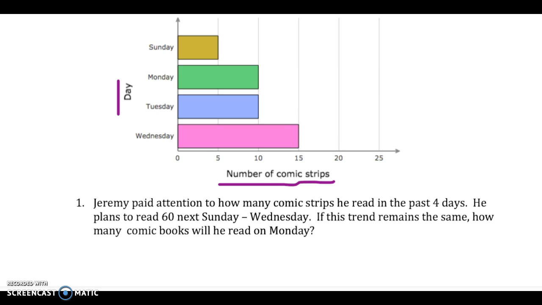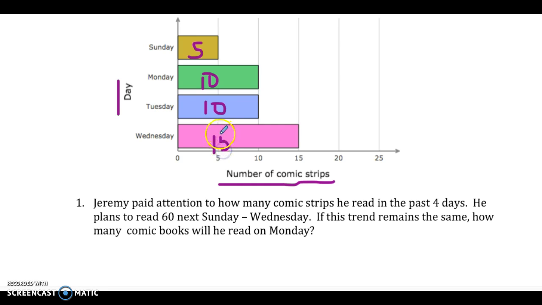So in this case, Jeremy paid attention to how many comic strips he read in the past 4 days. He plans to read 60 next Sunday through Wednesday. If this trend continues and remains the same, how many comic books will he read on Monday? The first thing we need to do is look at this first week, and this is the trend that's happening. So he read 5 on Sunday, and then he read 10 on Monday and Tuesday, okay? And then Wednesday, he must have had a lot more free time because he read 15.